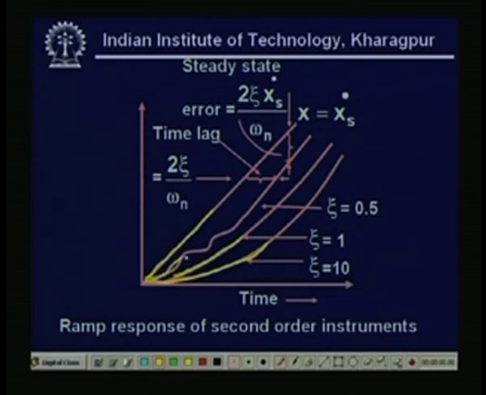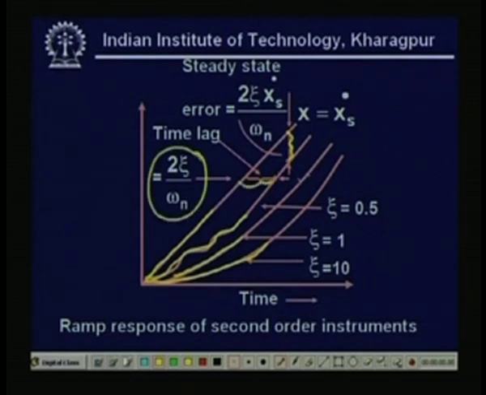So, there is oscillation, quite obviously there is a sine term, sinusoidal term, and after that it will die out. Now, this is our steady state error. We have shown the steady state error for an underdamped system, which is 2 xi xs dot upon omega n. This is the steady state error of the system, right, and the time lag of the system, that also we have shown for the underdamped system, 2 xi by omega n. This is our time lag for the system.